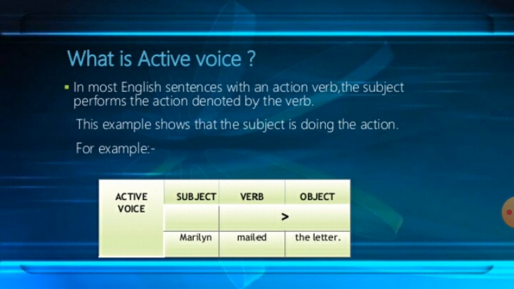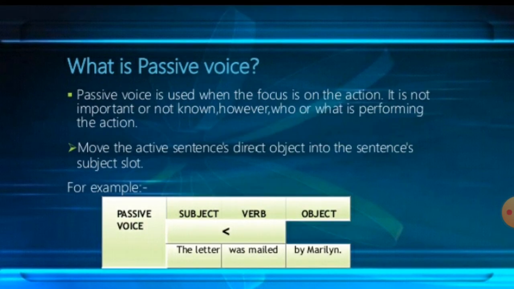What is active voice? In most English sentences with a verb, the subject performs the action denoted by the verb. We will see the example. Marilyn mailed the letter. Now, who mailed the letter? Marilyn. She is the subject. What did she mail? The letter. The letter is the object, and therefore the verb mailed is a transitive verb and the sentence is in active voice because the subject is the doer of the action.